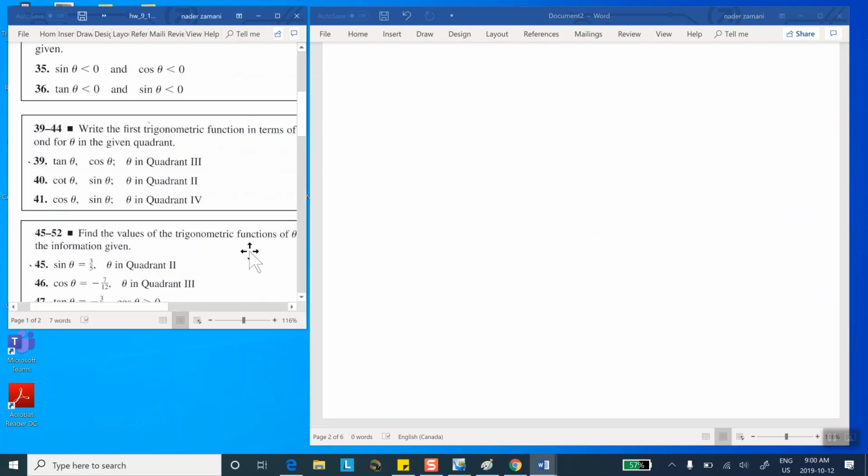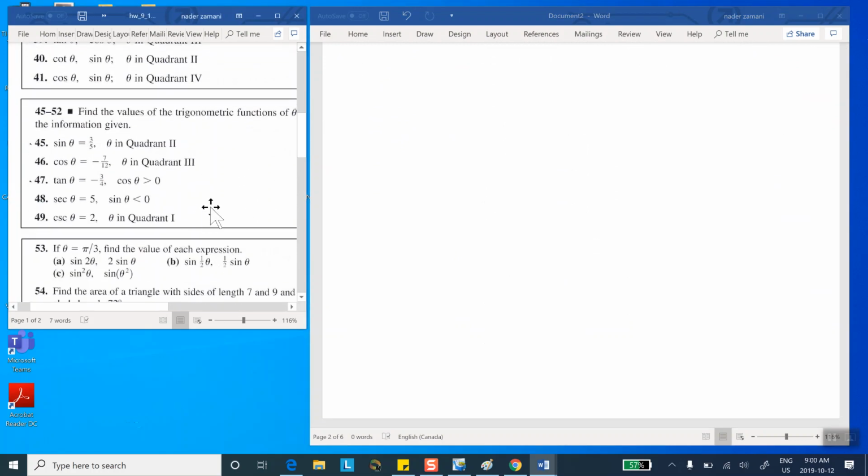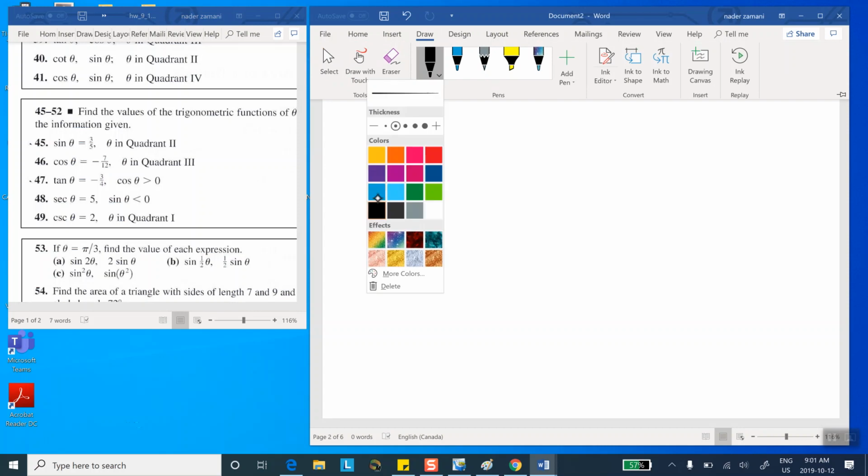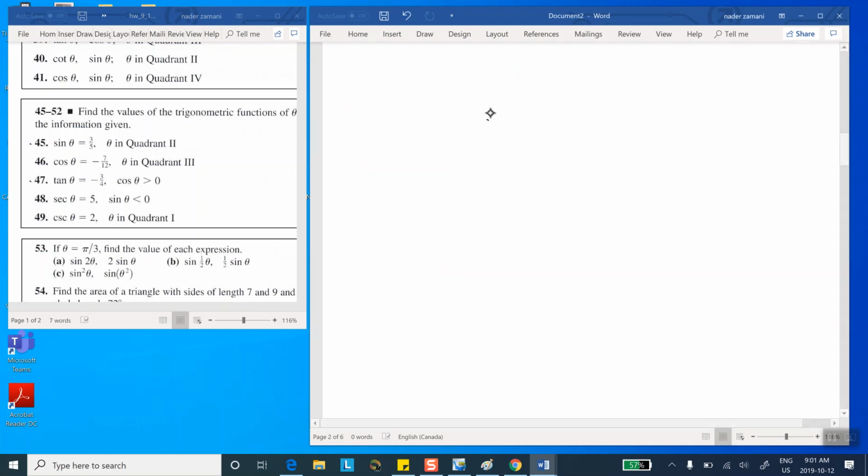All right, so the next one. Okay, number 45, same type of problem, except that now you have to do it in terms of the numbers. So let's do 45. You are in quadrant 2, and sine of theta is given to be 3 over 5. You're asked to find all the other trig entities.